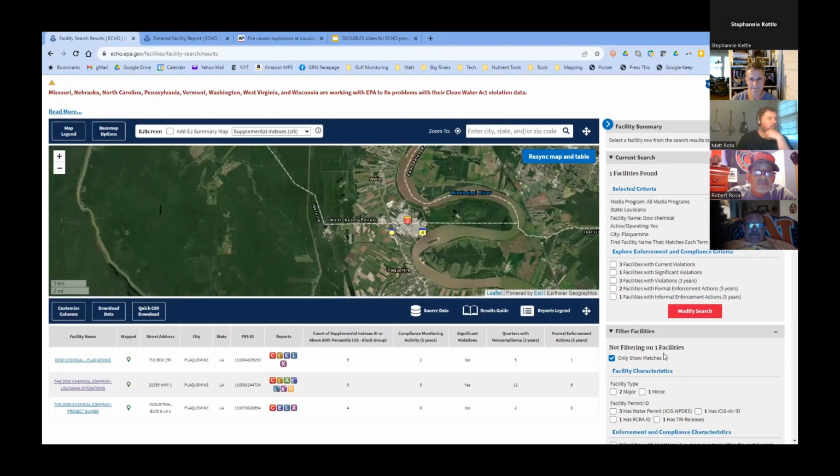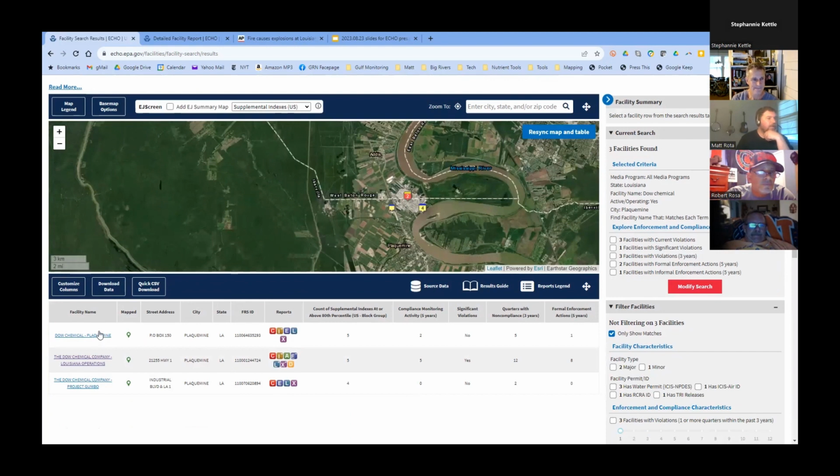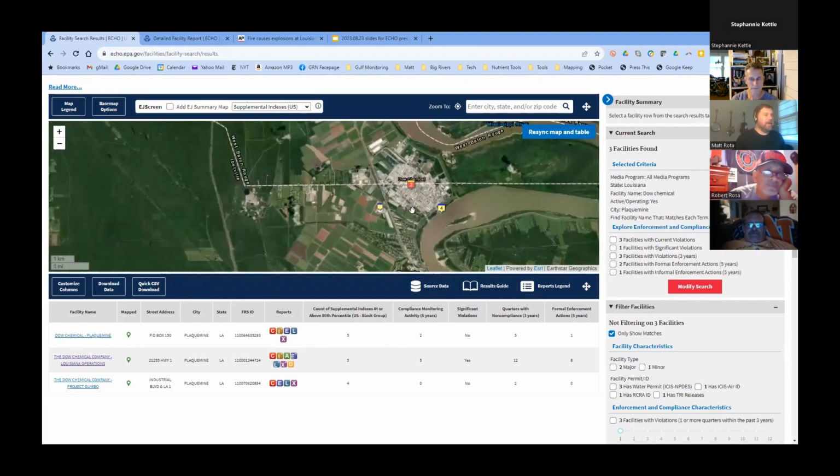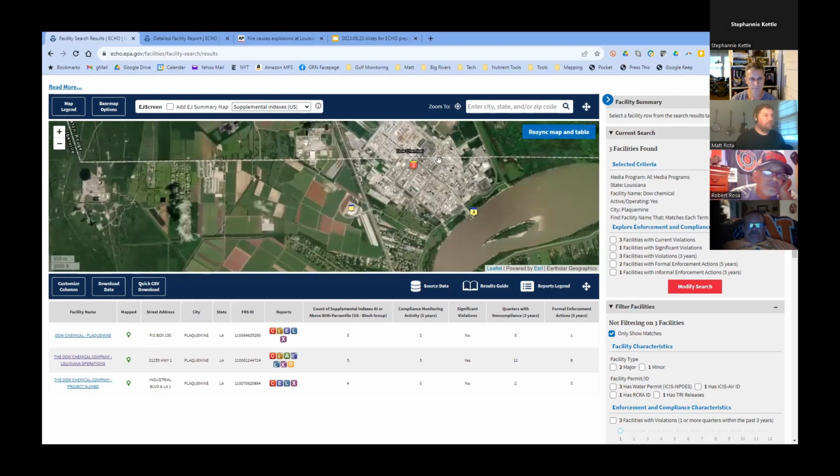And as you can look down here, it also tells you a little information about each of those facilities that's on the map right now. And so I've got Dow Chemical Plaquemine, Dow Chemical Company, Louisiana Operations, and Dow Chemical Company Project Gumbo. So there's 3 different Dow projects that are within this big mass of chemical processes here.